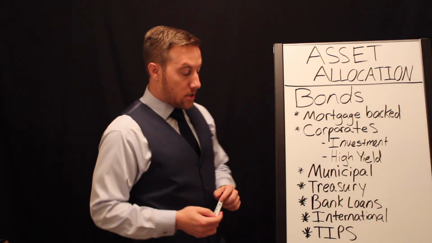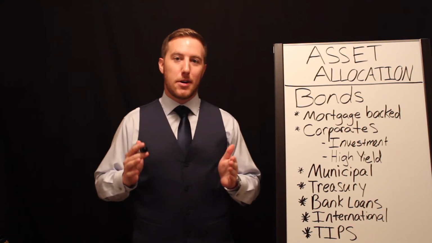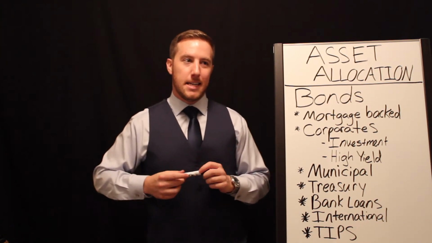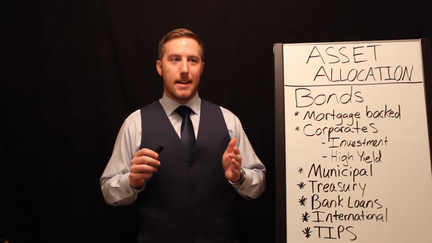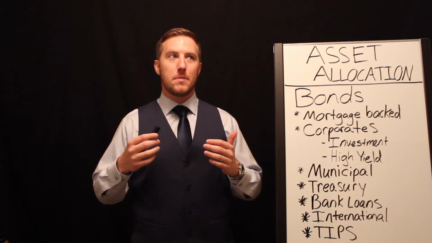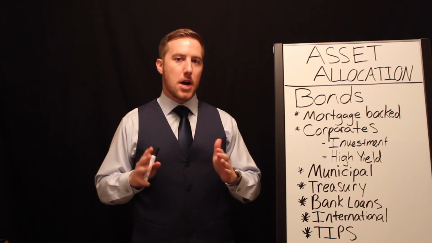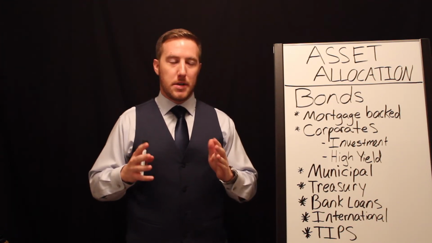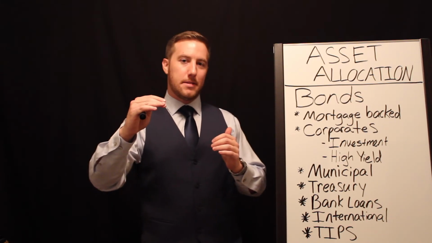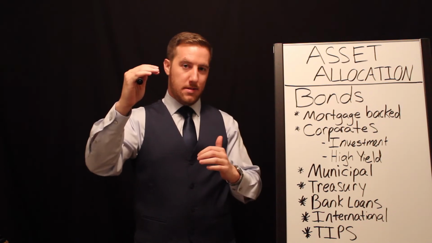Next we have TIPS. So TIPS are Treasury inflation protected securities. So what that essentially means is that you are protected from interest rates rising and falling. And this gets a little complicated, so I'm going to try to explain it as simply as possible. But the price of bonds and interest rates have an inverse relationship.